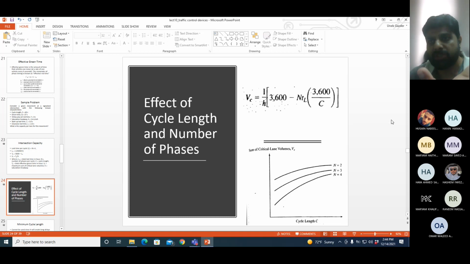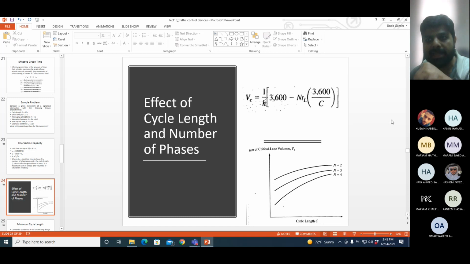So decreasing the number of phases may not be possible because of safety concerns. Decreasing the number of phases means you have to allow more than 1 movement in the same phase, which is dangerous. So you have to take care of that. The other thing is, what will happen if I keep on increasing the cycle length?